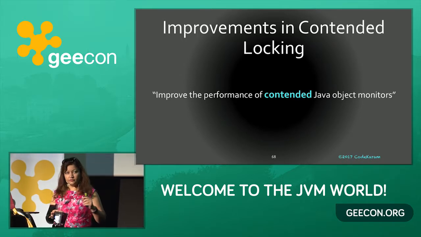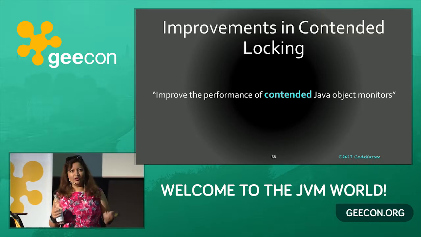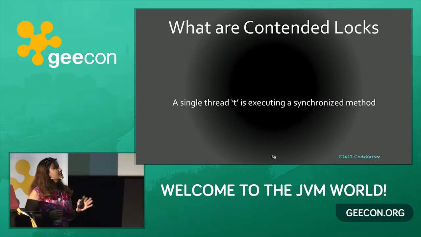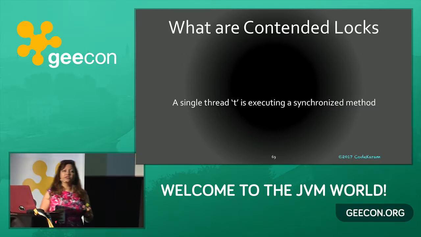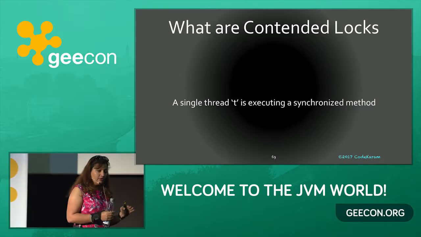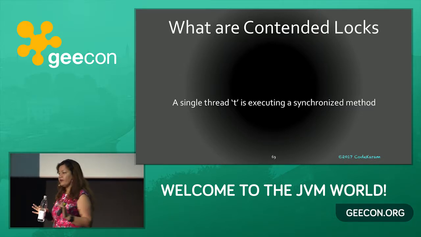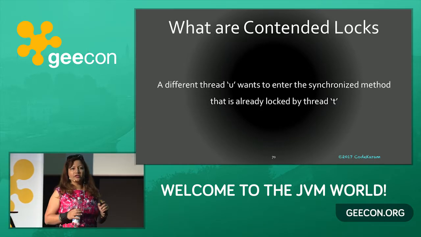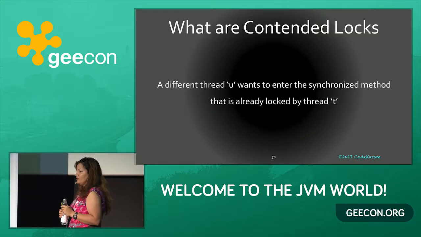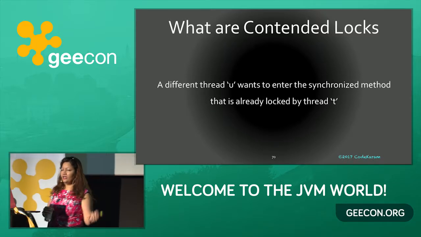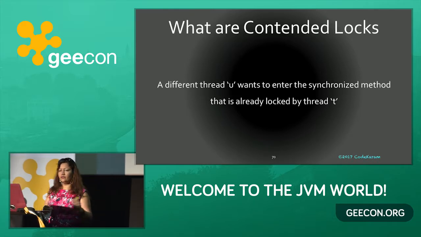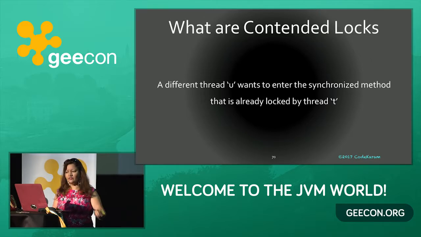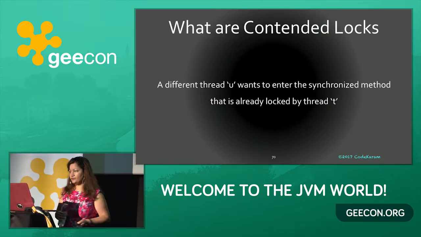So now that we have a problem statement, let's first understand what contended locks are. So let's say you have a single thread T, which is executing a synchronized method. Okay? You have a synchronized method and it is a single thread T executing it. It's very happy by itself. But then a different thread, U, wants to enter the synchronized method, which is already locked by T. Okay? Now this is contention. So if two or more threads want to modify an object and that's synchronized, then you have a contention.